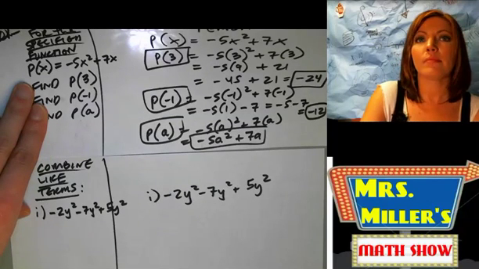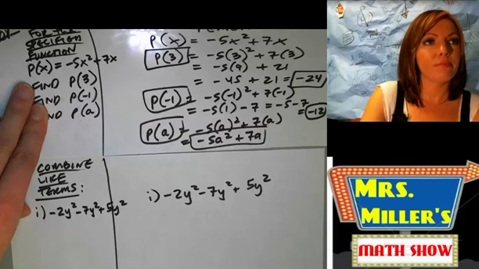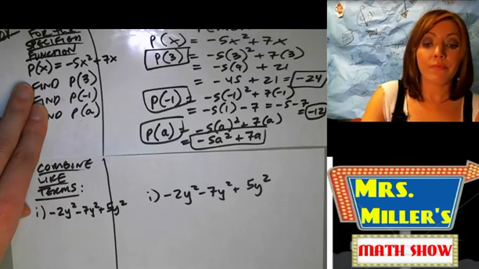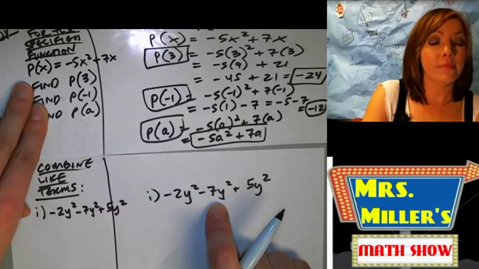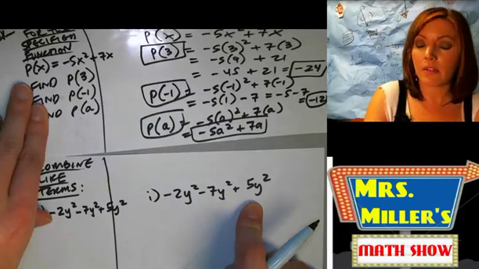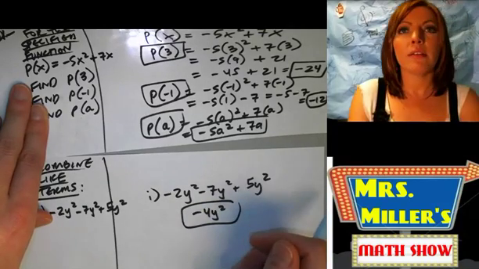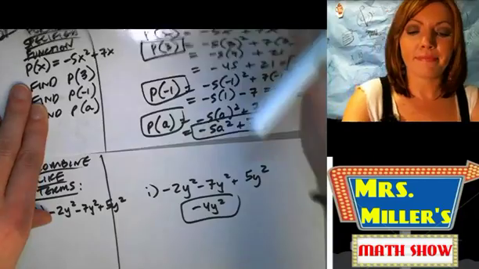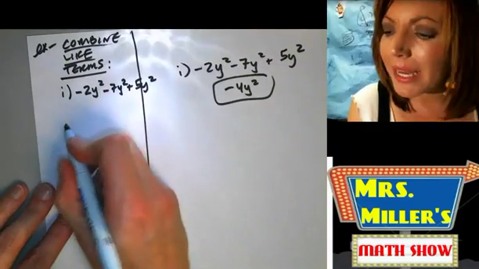What do we think? Aiden? Negative 2y squared minus 7y squared equals negative 9y squared. Excellent. Negative 9y squared plus 5y squared is what? Negative 4y squared. Cool. Everybody give it up for Aiden. All right. Now, we can do as many or as little of these as you all like.